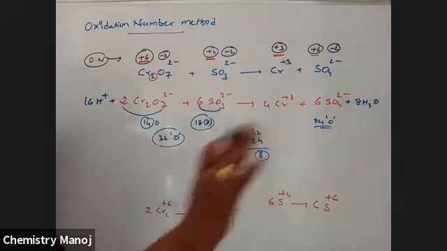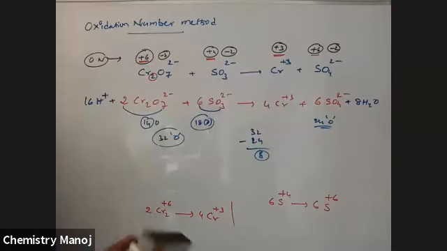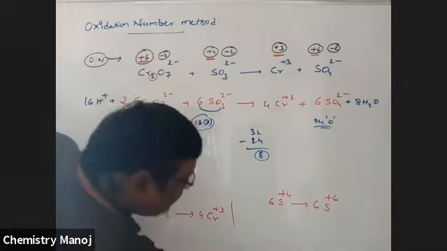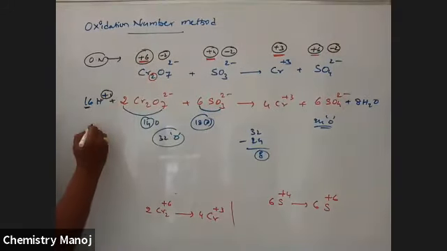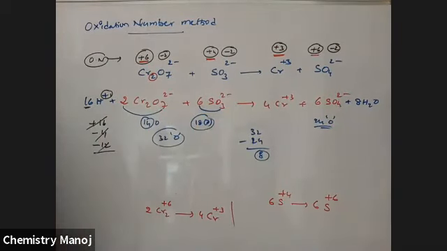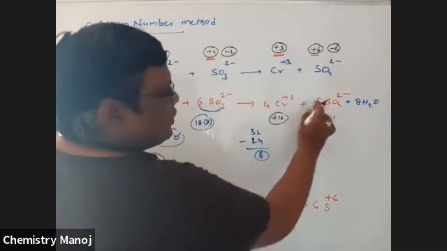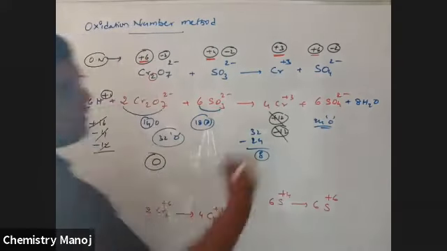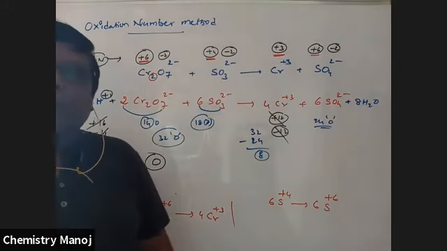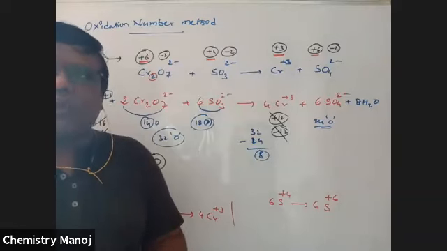Now automatically the charge is also balanced. There is no need to balance by charge. Check it: 16 plus, minus 4, minus 12 cancel out, so the left side has 0 charge. Right side: 4 into 3 plus is 12, and 6 into 2 minus is minus 12. It is balanced. Charge is also balanced. Here there is no need to add electrons or anything else.